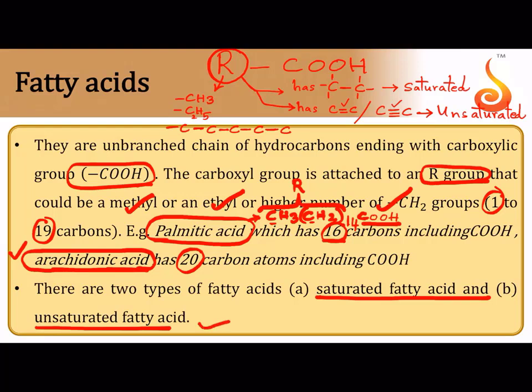So on what basis are we classifying it into saturated and unsaturated? Based on the R group, whether the R group has a carbon to carbon single bond or a carbon to carbon double bond. So fatty acids are a relatively simple concept because they just have a very simple formula, RCOOH. That's why they are called acids.